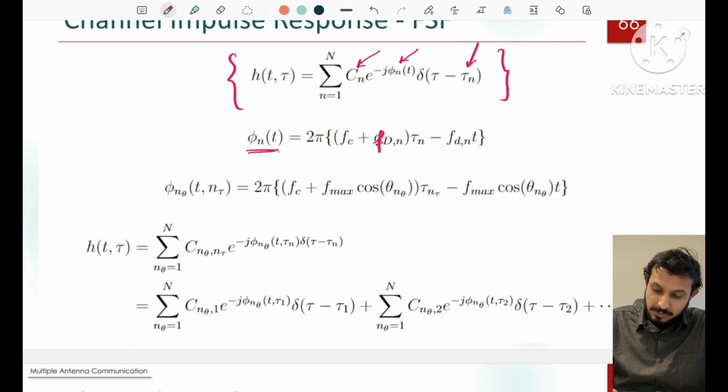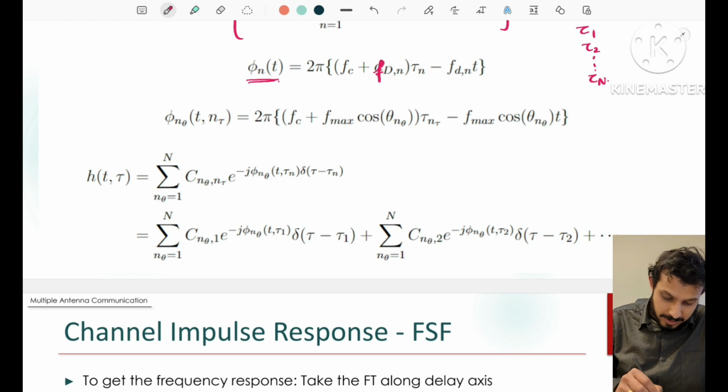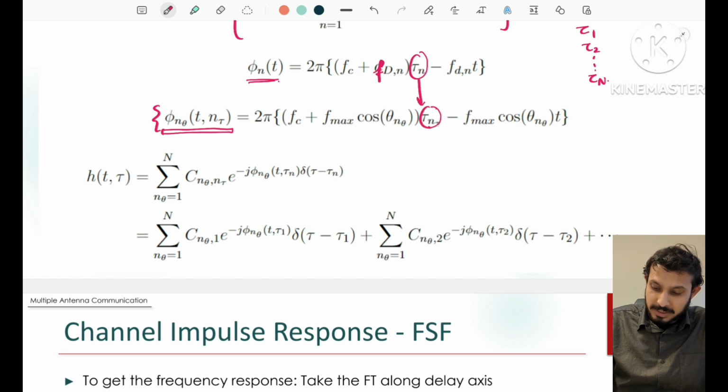Now, since in this case we have multiple propagation delays, tau 1, tau 2 up to tau n, we will try to modify these expressions. So let us first take phi n theta (t, n tau). This is just a modification where we have substituted tau n with tau, which represents tau from the first path, tau from the second path, and so on.